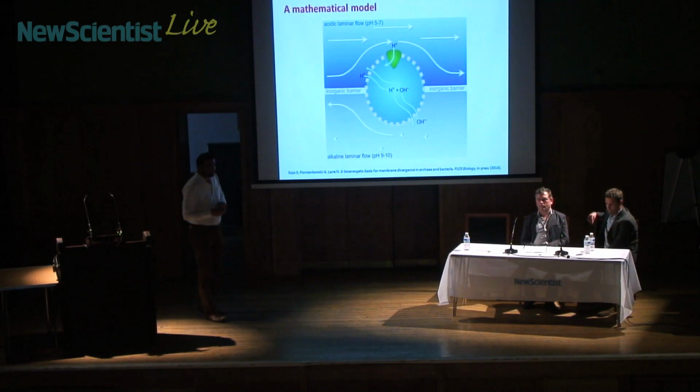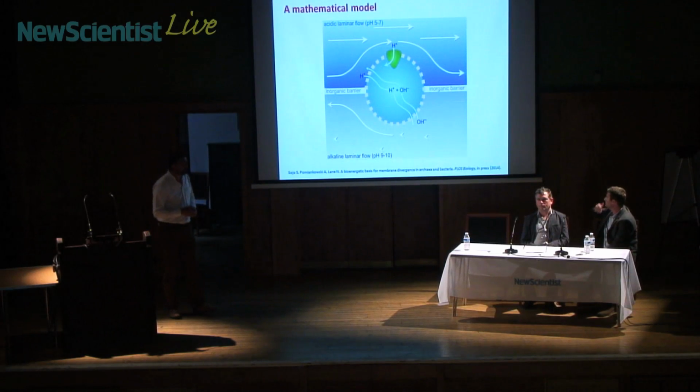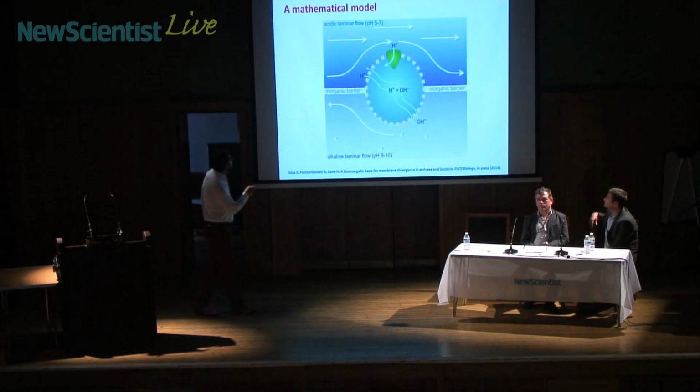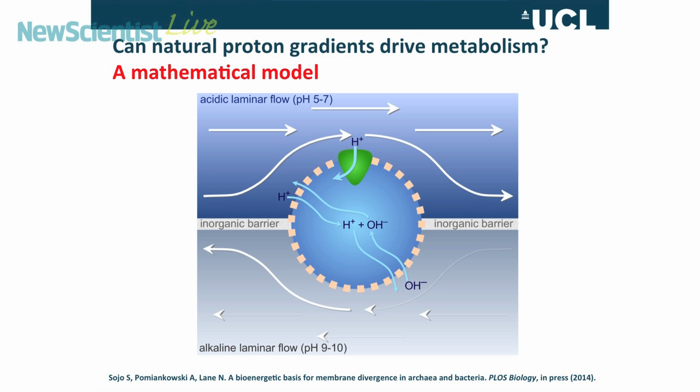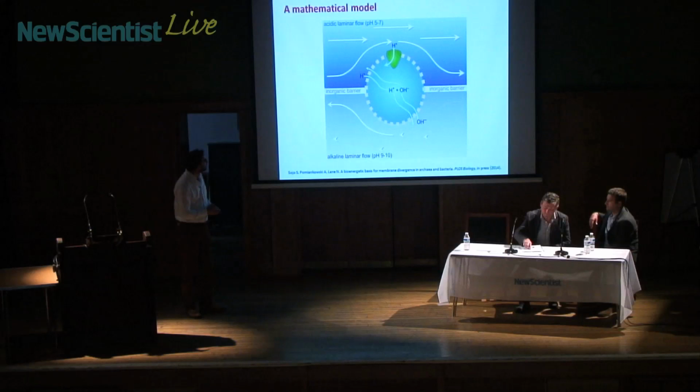So we've built a simple mathematical model to try and look at the conditions under which these kinds of proton gradients might work. Essentially what we have here is continuous acidic flow, pH 5 to 7, so this is the ocean. We have a cell which is kind of wedged here, which is perhaps a little improbable, but this is trying to idealize the situation for modeling. Exposed on one side to these acid conditions, on the other side to alkaline conditions. And we have an organic membrane around this cell.